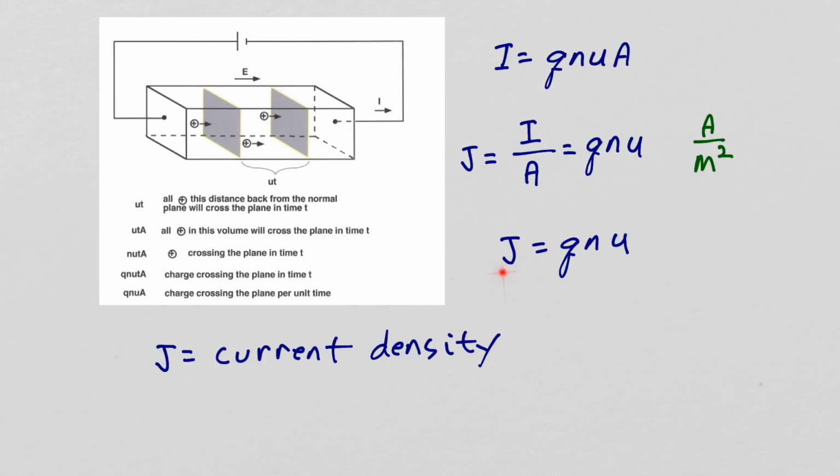Current density is something that occurs at a point in space. And the current density is flowing in the same direction as the drift velocity of the particles. So we treat current density as a vector.